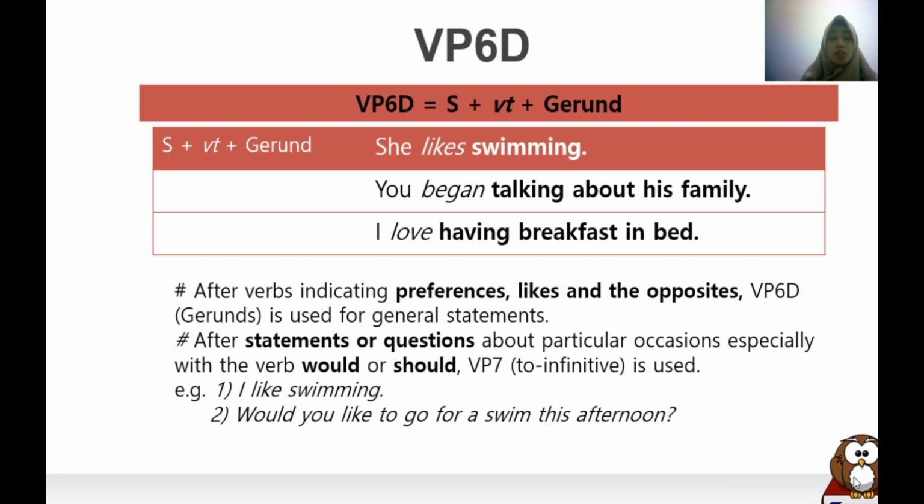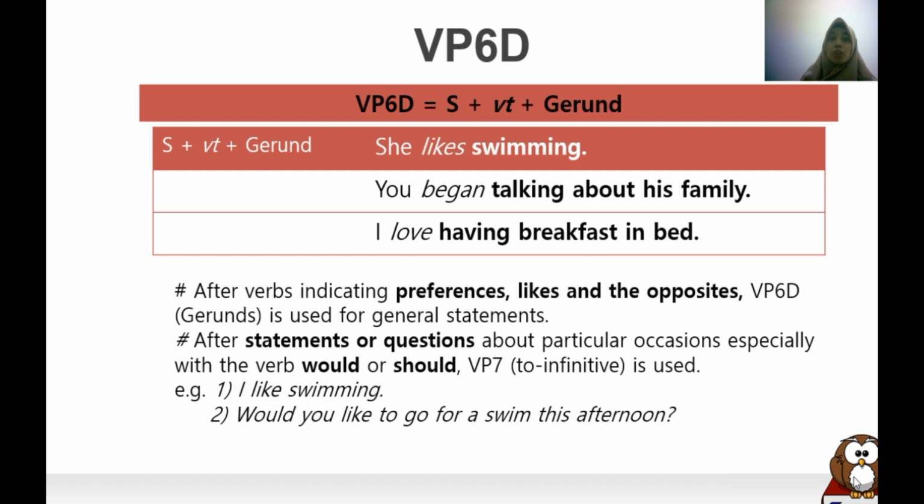Okay, and then VP6 is usually used to indicate preferences, likes or dislikes, or the opposites, to express a general statement. But VP7 is used after a statement or question indicating a particular occasion, especially with the verb would or should. For example, in the first sentence, I like swimming. It uses the gerund pattern because it expresses a like, a general statement about preference.